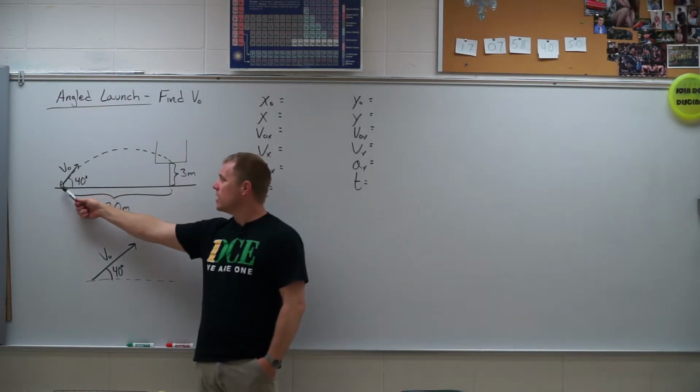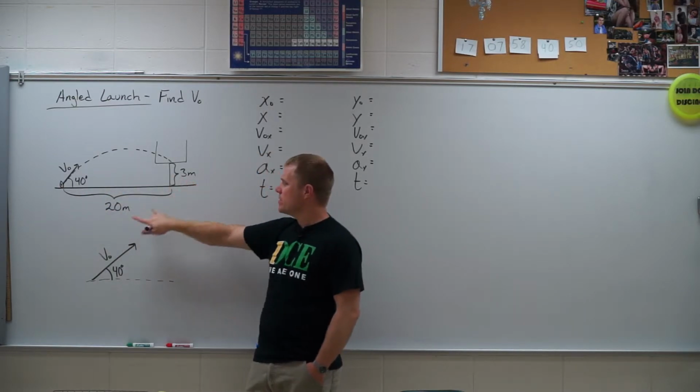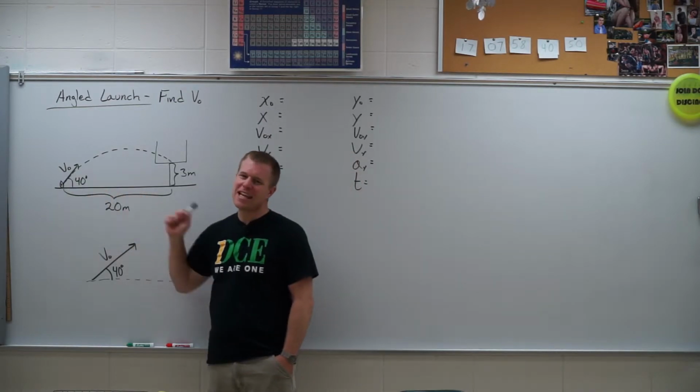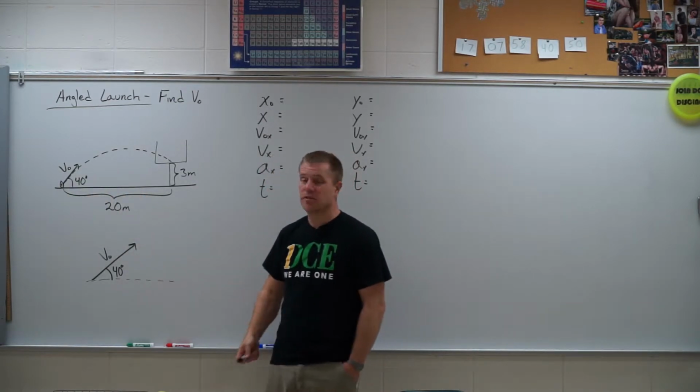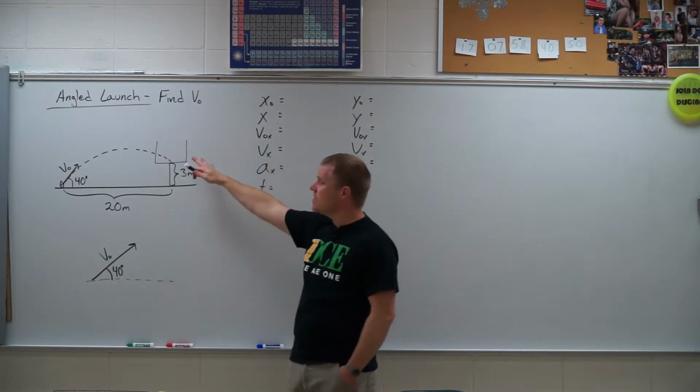So I have a field goal kicker who wants to kick a ball at 40 degrees through the uprights that are 3 meters high and 20 meters away. And I want to know what's the minimum speed they can kick it and get the field goal, assuming they kick it straight, of course, and no air resistance. So let's set this problem up.